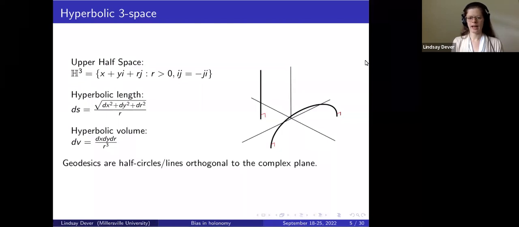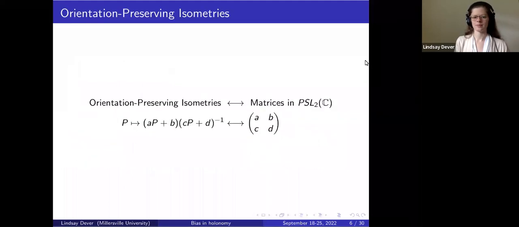And if we look at what the geodesics are, the geodesics will give the path of shortest distance from one point to another. And these turn out to be half circles and lines that are orthogonal to that complex plane. Okay, so once we have a metric, we can talk about isometries.